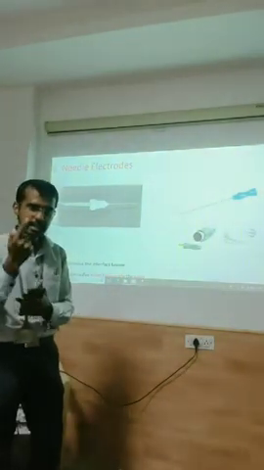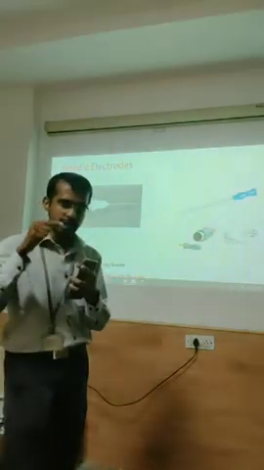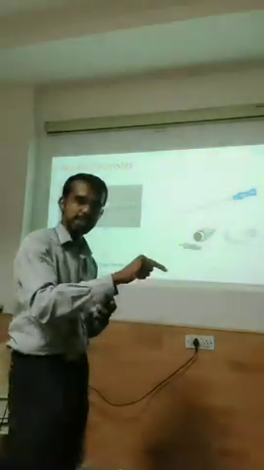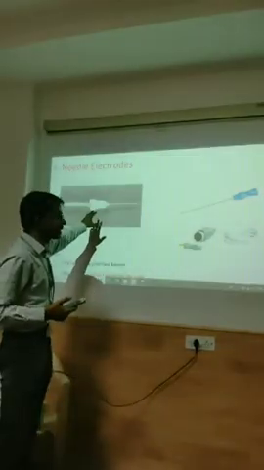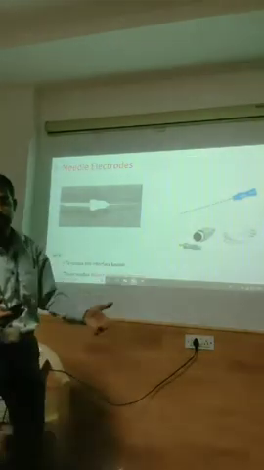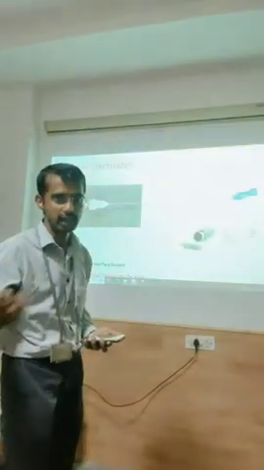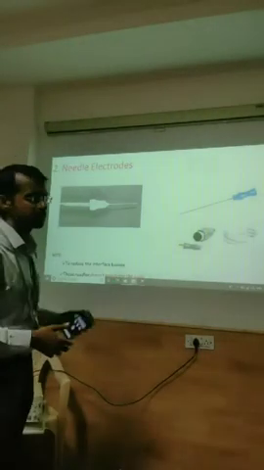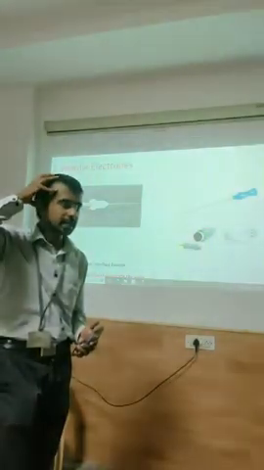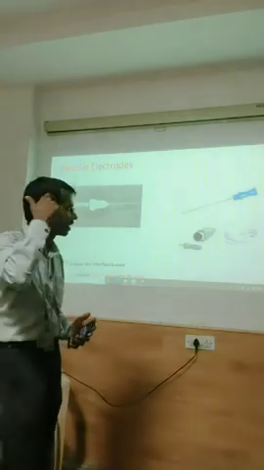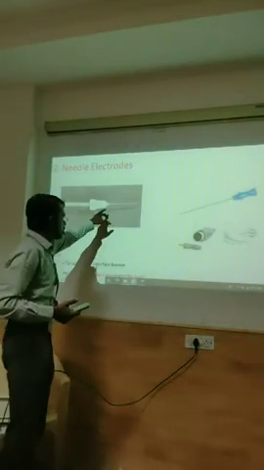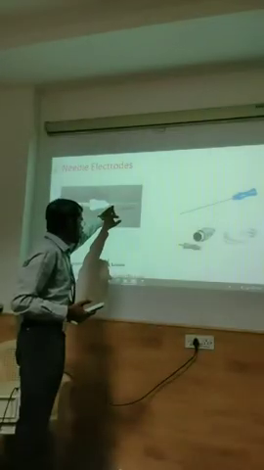A needle electrode is like a small injection, so it goes exactly to the specific part where it needs to pick up the signal. Mostly we will use these needle electrodes in EEG measurements, the electroencephalogram. In further classes, we'll see what an electroencephalogram is. Basically, it's a study of the electrical potential inside the brain. According to the brain activity, the EEG signals will vary, so to measure that, we use this kind of needle electrode.